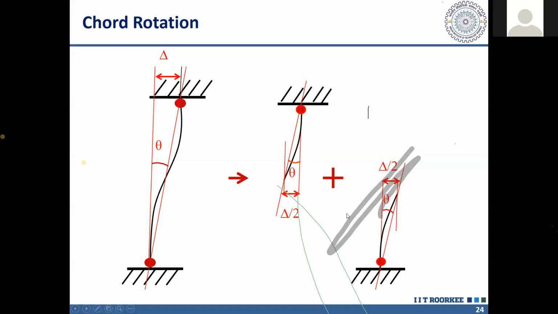This rotation is actually representing displacement, because this rotation is nothing but delta by h. So it is the displacement which is represented as a ratio, and that's why we call it chord rotation. Whatever values you will find in ASCE 41 for the rotation, actually those are in terms of chord rotation. This definition of the rotation is slightly different than what we use in our conventional analysis. So this you should keep in mind.